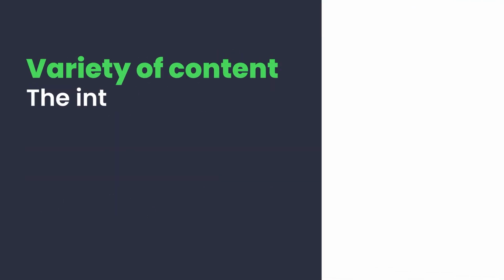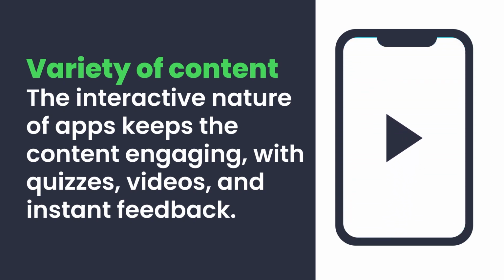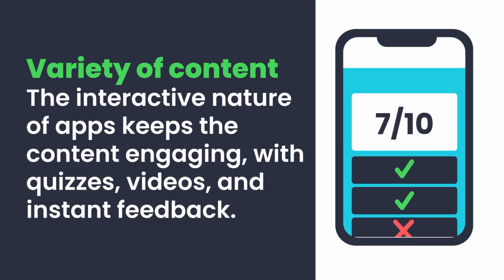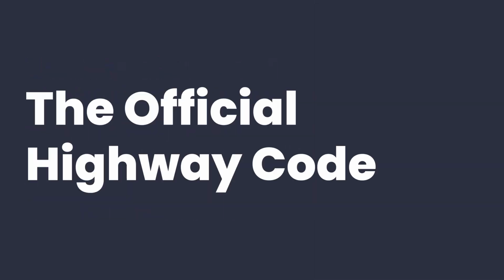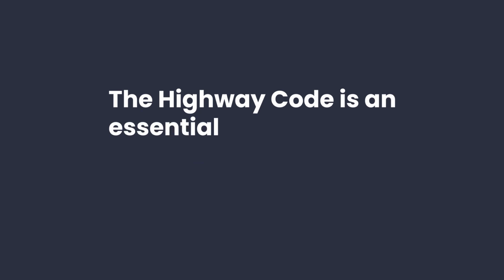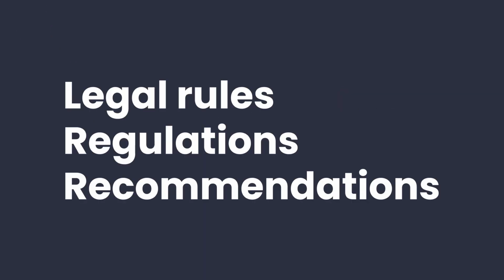And finally, there's a variety of content. The interactive nature of these apps keeps the content engaging, with quizzes, videos, and instant feedback, making it easier to absorb information. The next option is using the official Highway Code. The official Highway Code is an essential resource for revising for your theory test. As the official guide for road users, it covers all the legal rules, regulations, and recommendations you need to know for your test and beyond.